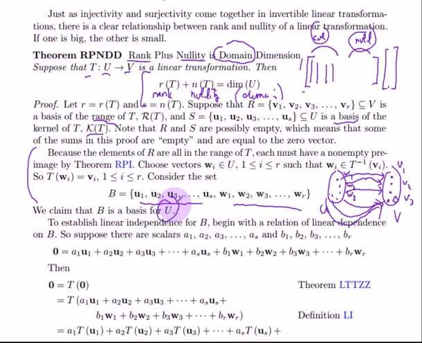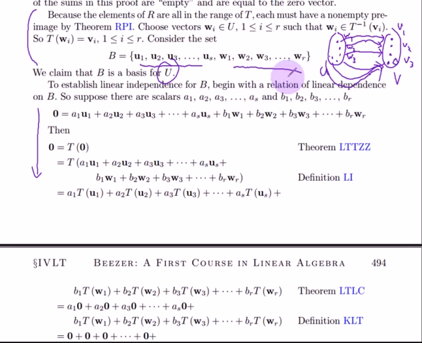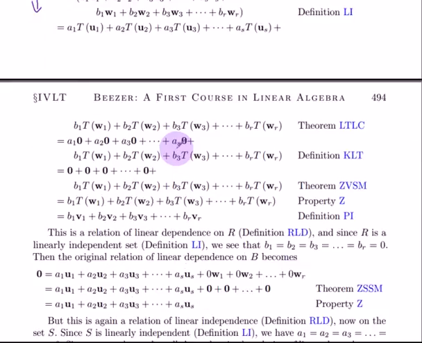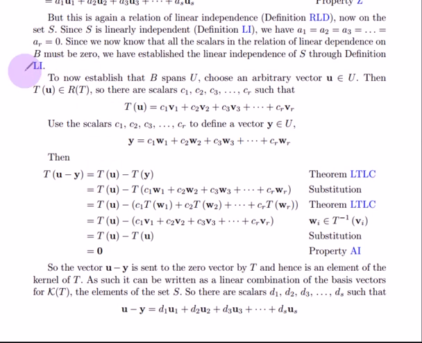So you have to show two things. You have to show, first of all, that they're linearly independent, and then you have to show that they actually span U. And those details you can find by reading through this proof. First, to show that they're linearly independent, you show that any relation of linear dependence must have all coefficients 0. So that's this part here, the first part up to here.